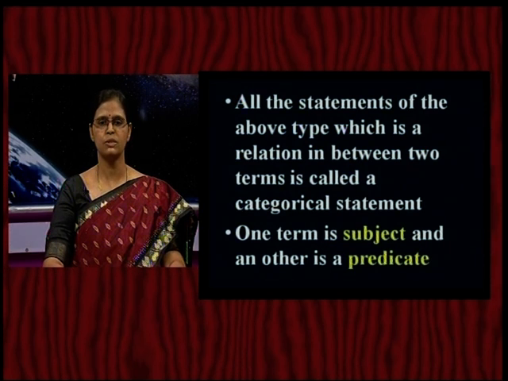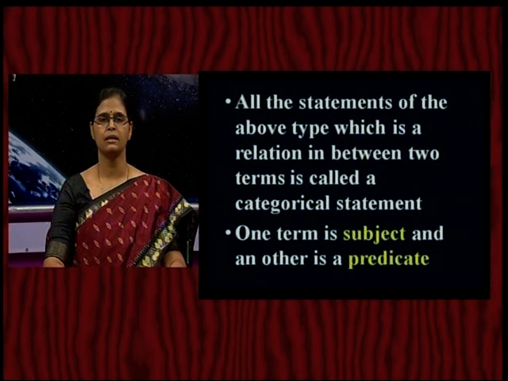Which one is going to be the subject and which one the predicate, that we will discuss. I hope the clarity is there. A statement which speaks about the relationship between two terms, we call a categorical statement. Of these two terms, one we call the subject and the second we call the predicate. Statement, subject, predicate is the terminology. This categorical statement I will also refer to as premises, a little later.